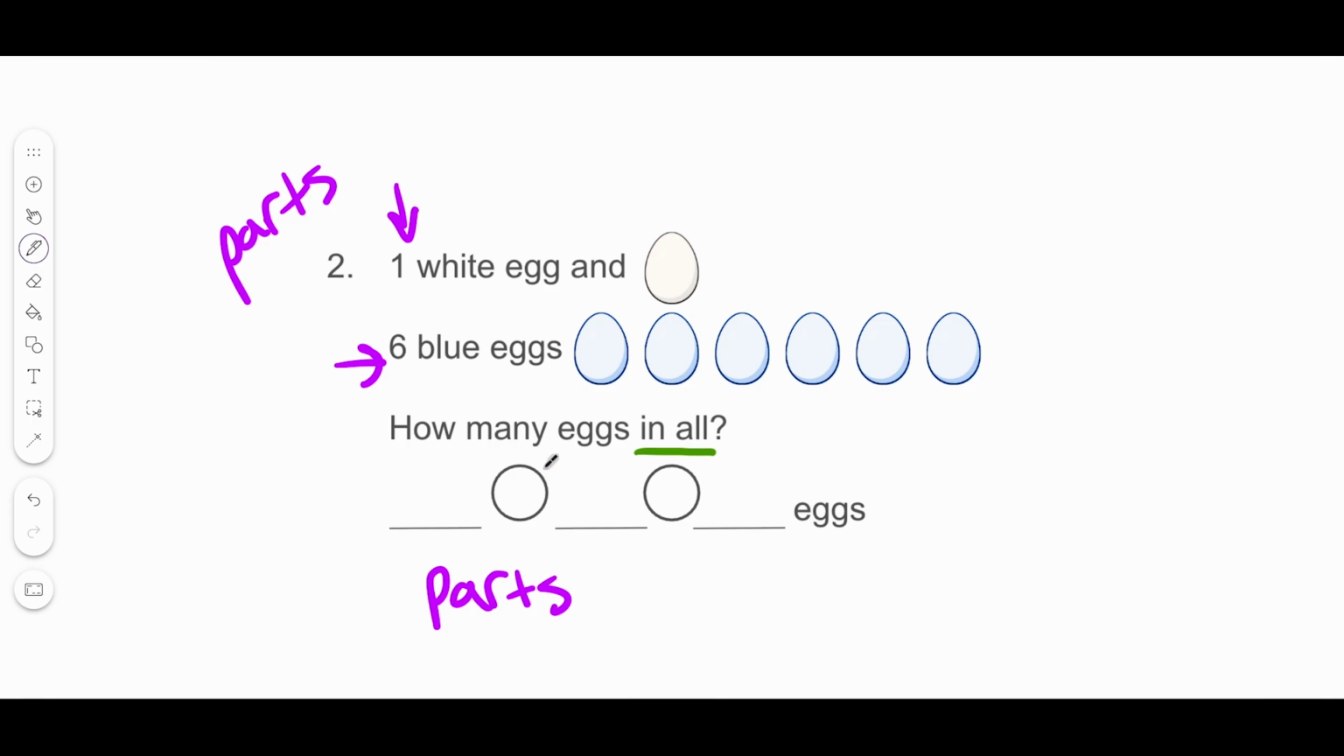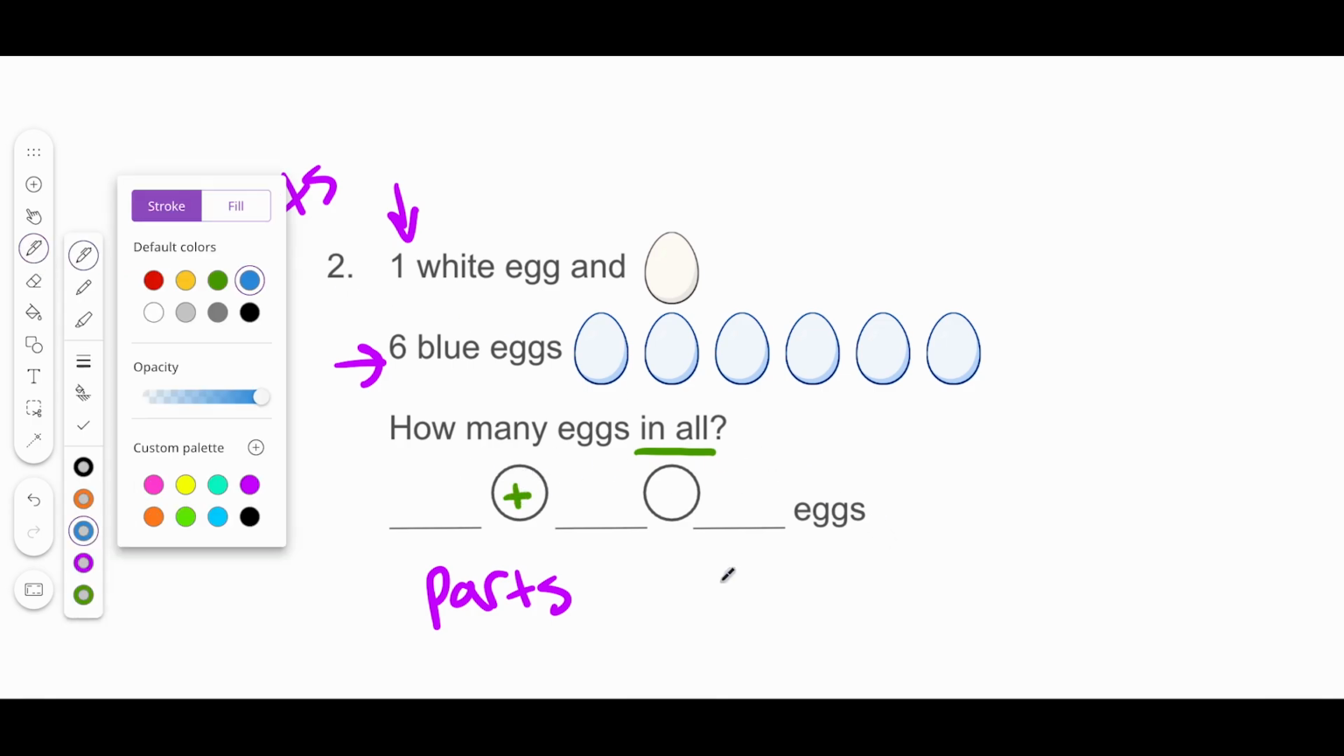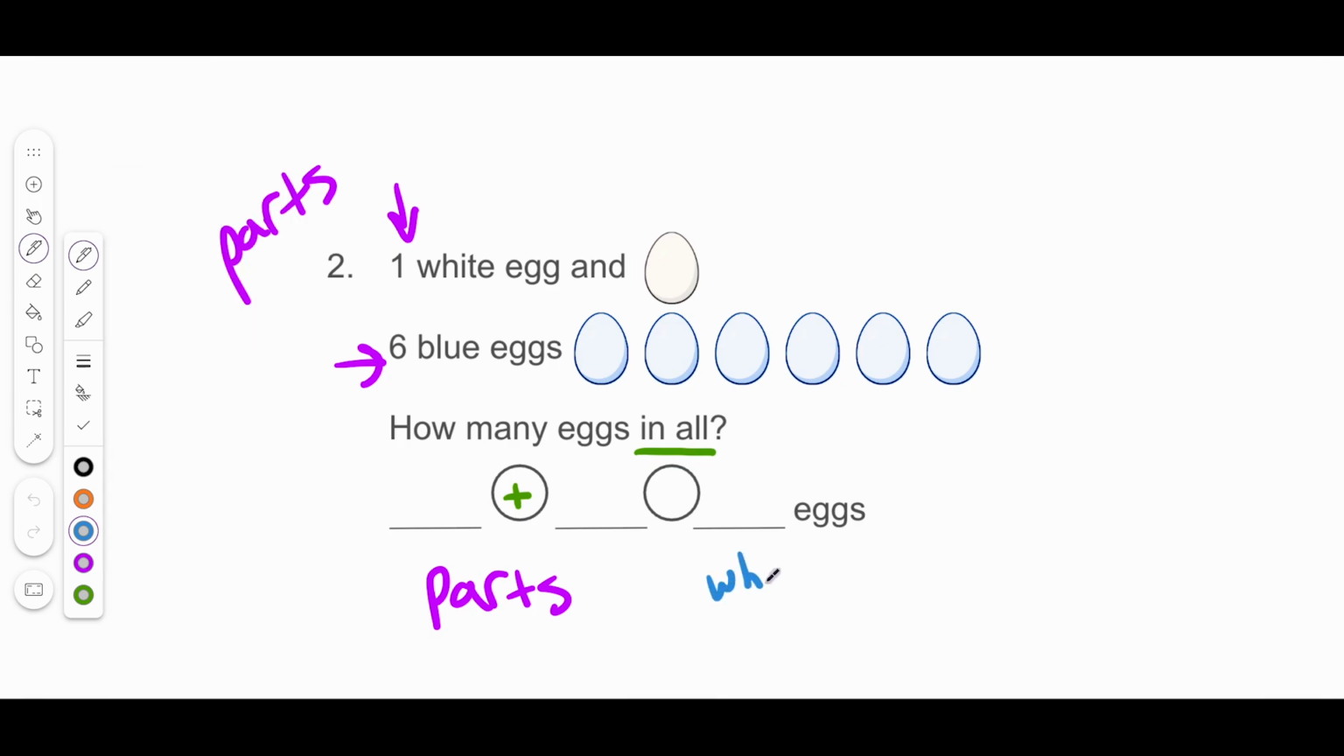Since this is asking in all, your student should recognize that this is an addition equation. And since this lesson is talking about parts and the whole, we have an equation to write. When you add 2 parts together, you will get the sum. And now we can fill in those parts. So we have 1 part and 6, 1 white egg and the 6 blue eggs. Now we have to count. I like to start with the bigger number, 6, 7. So our whole or the sum is 7.